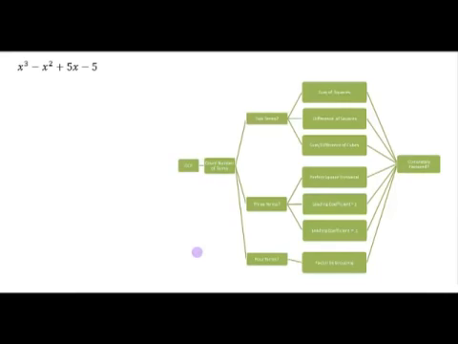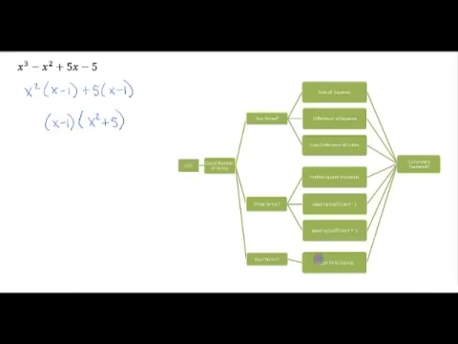x cubed minus x squared plus 5x minus 5. The greatest common factor, we don't have one. We count the number of terms, and we have 4 terms. So we're going to factor by grouping. We take out x squared out of the first 2, and a positive 5 out of the last 2. Now I have a greatest common factor of x minus 1, and I'm left with x squared plus 5.